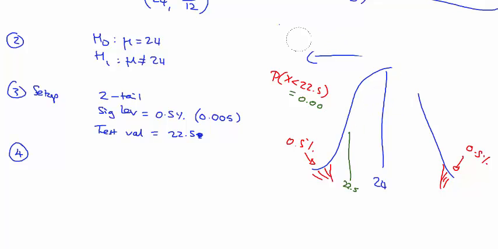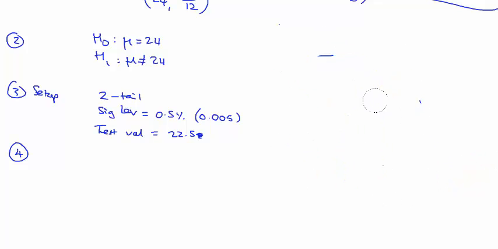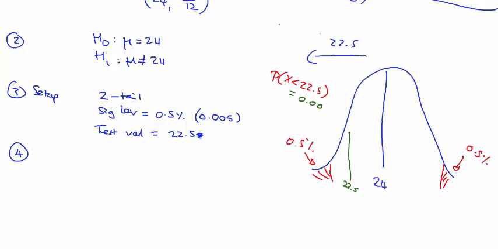Okay, so let's test it. Finding the probability greater than 22.5 wouldn't make sense. What's the point? We know if it's going to be in the critical region, it's going to be on the lower side. It's not higher than 24. So let's do that test and see what we get.